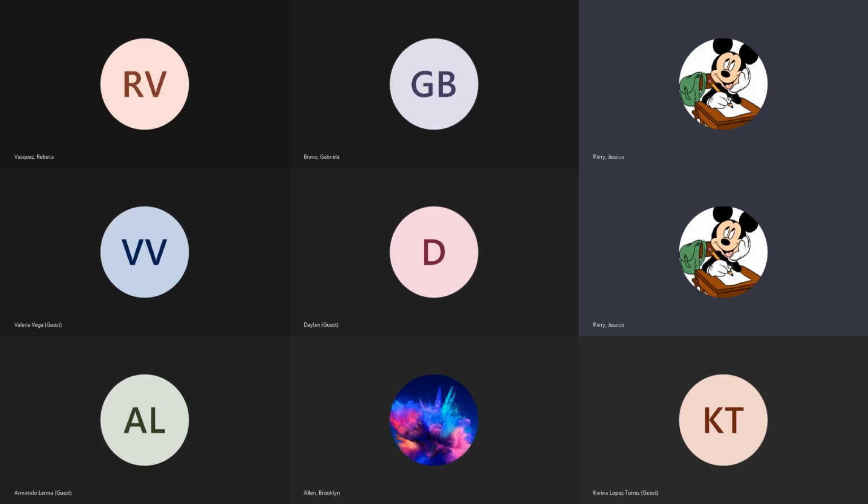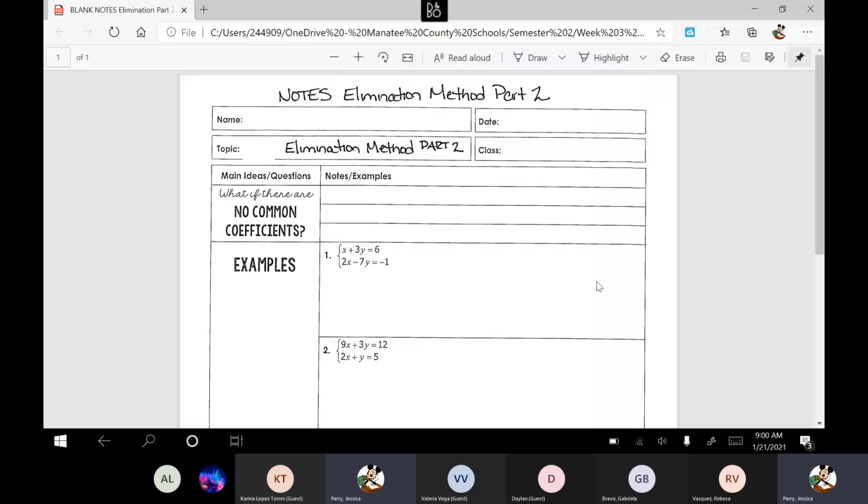So these are the notes for elimination method part 2. Our main question over here, what if there are no common coefficients? Let's go ahead and answer that question. If there are no common coefficients, what you have to do is multiply one or both equations by some number to create opposites. So one variable is eliminated and other variable can be solved.